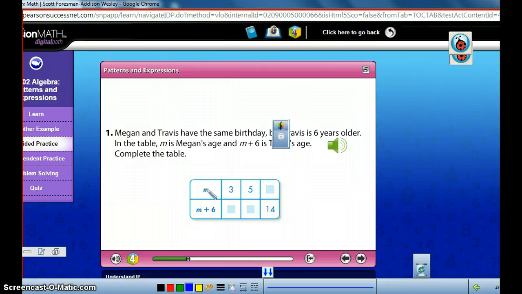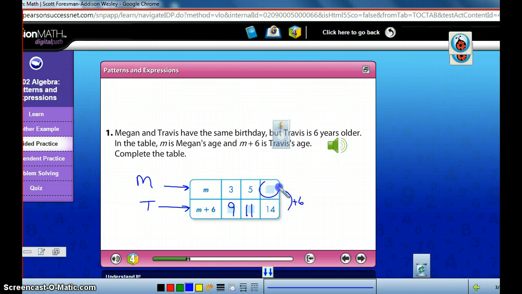So if Megan is 3, to figure out how old Travis is, we would have to take 6. The rule is always take Megan's age and add 6. This is Megan. This is Travis. So, if we take her age, 3 plus 6, we get 9. If we take 5 plus 6, we get 11. And if we take, oh, here we know what this plus 6 is.